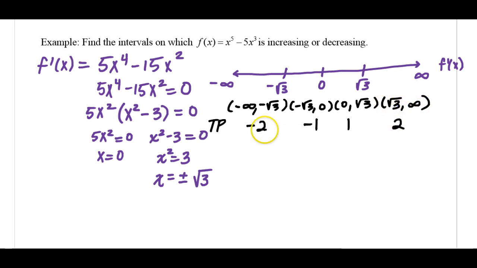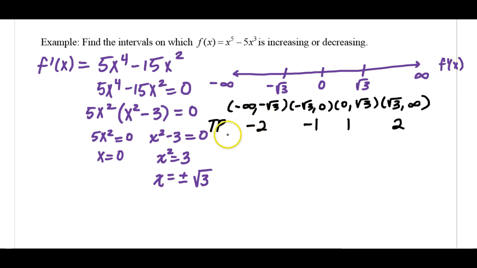So now what I need to do is plug these test points into the derivative function. So here's where it's important to understand the concept, because in the previous section we were plugging the critical points and the endpoints into the original function. We were trying to find the absolute max and min. Here, we're trying to determine whether these intervals on the graph of the derivative are positive or negative, because that will tell us whether the original function is increasing or decreasing.